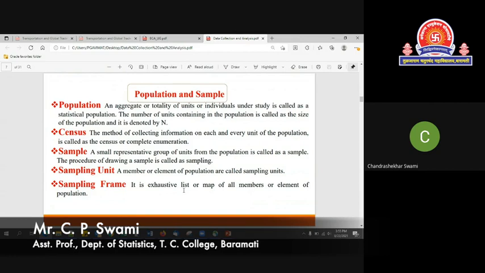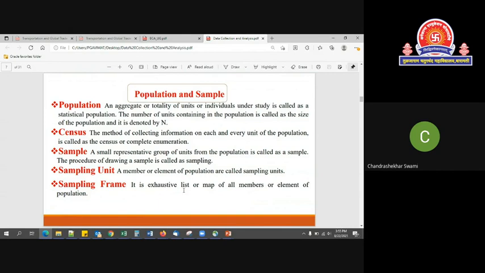Such a list, in statistical terminology, we call a sampling frame. In the other example, all the students of TC College, the list of students who have taken admission for this academic year 2021-22 is a sampling frame.